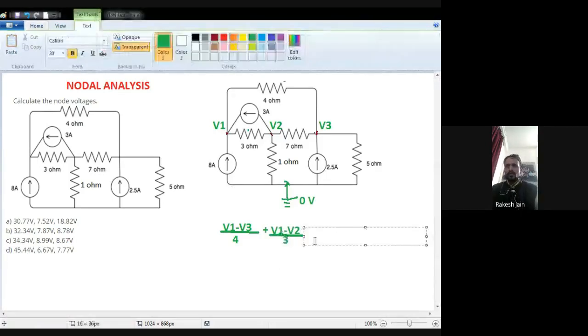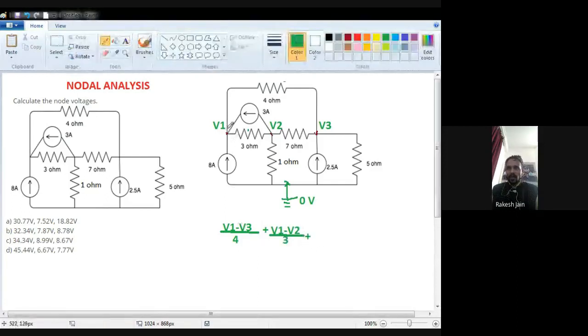Now, where is the other branch? At V1, one branch is this 4 ohm, we already wrote it down. One branch is this 3 ohm, we already wrote it down. Now the other branch is the 3 ampere current. Now, is the current coming to V1 or going from V1? The 3 ampere current direction is coming towards V1.